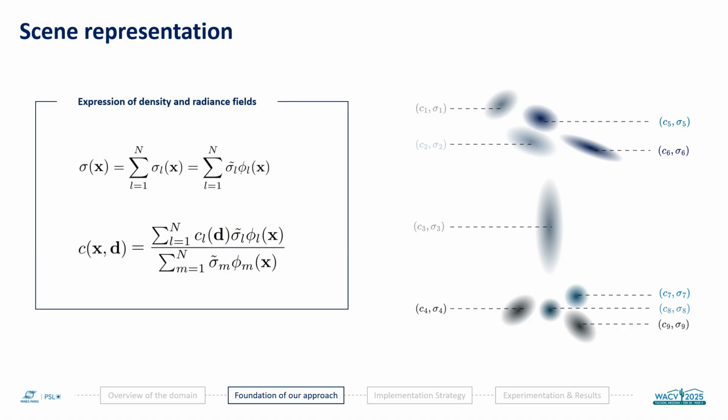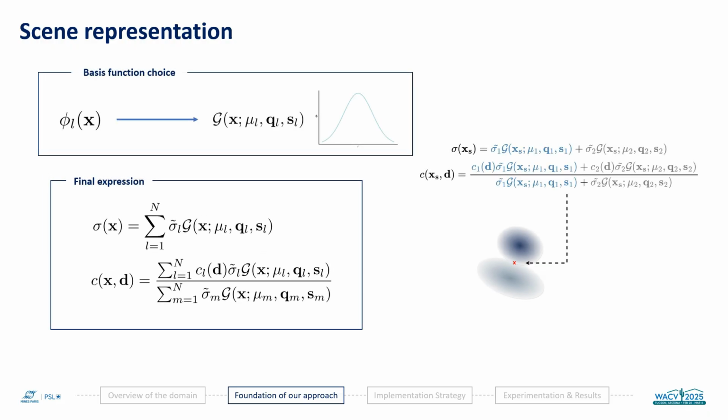To obtain the final form of our fields, we simply need to specify the shape of the elliptical basis function used. Empirically, an anisotropic Gaussian function has been shown to yield good results, so we adopt this function to derive the final form of our density and emitted radiance fields. This formulation ensures physical consistency while introducing the use of elliptical basis functions for our sparsely distributed primitives.